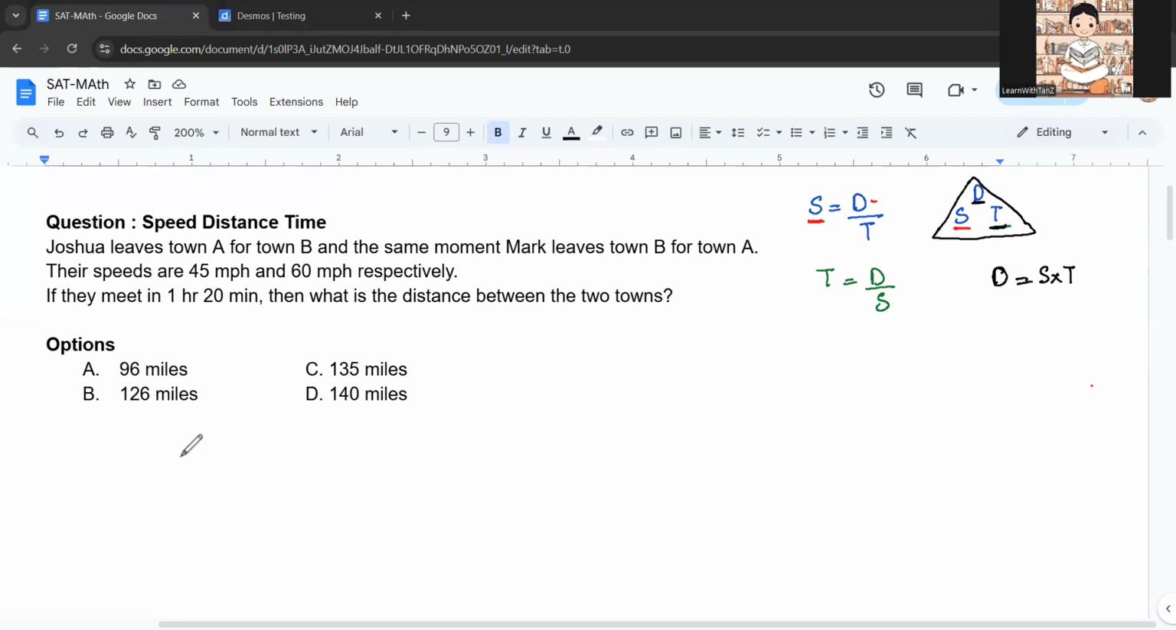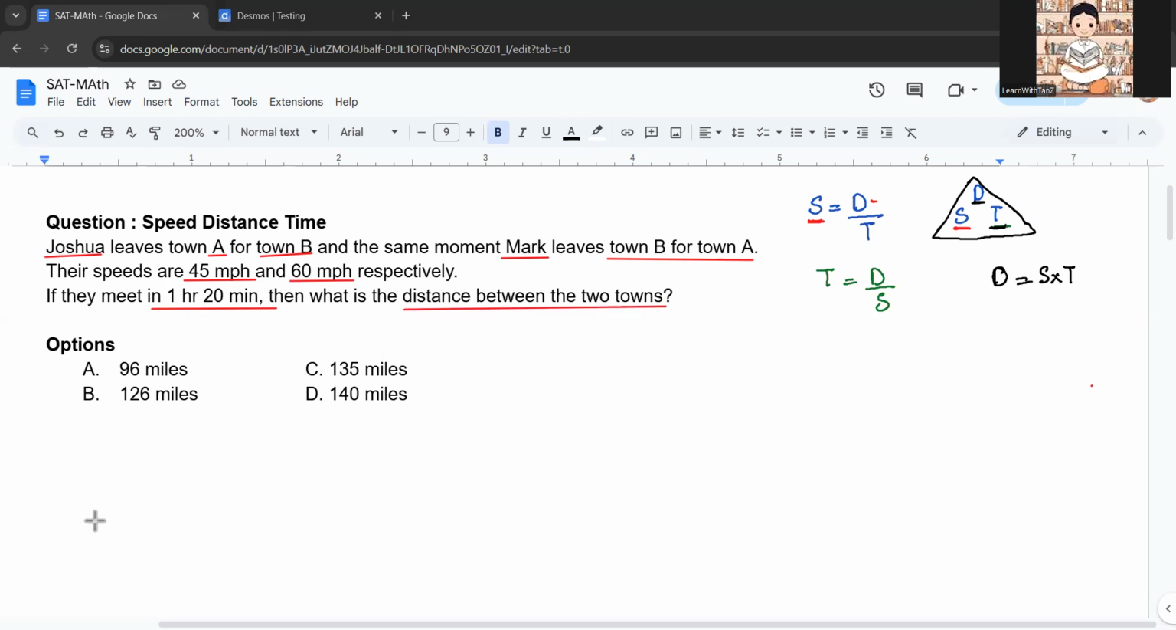Back to the question. And here we have Mr. Joshua leaves town A for town B, and at the same moment Mark leaves town B for town A. Their speeds are 45 miles per hour and 60 miles per hour respectively. That means 45 for Joshua and 60 for Mark. If they meet in 1 hour and 20 minutes, what is the distance between the two towns?